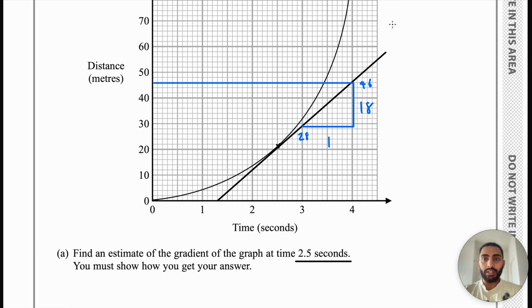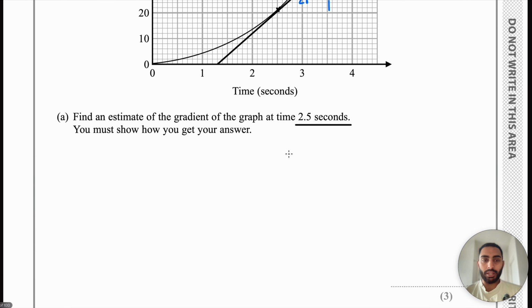To work out the gradient, I just take my rise divided by the run. So it's gone up by 18 and the run is 1. I've chosen 1 to make it a lot easier. 18 divided by 1 is just 18. So my gradient, the slope of that part of the line, would be 18.